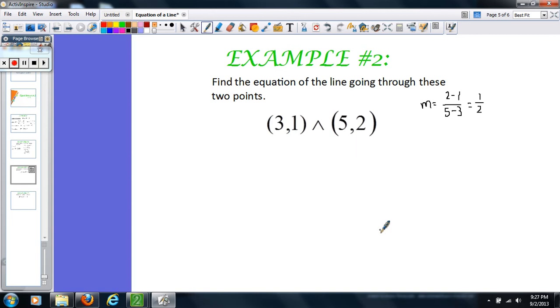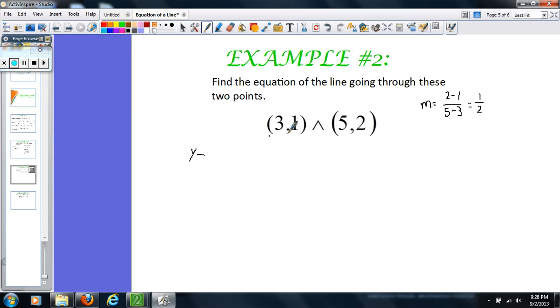Now there's a couple different ways you can do it from here. I have my slope now, and I also have 2 different points. So I can use point slope form, and I can just pick one of these 2 points. Or I can also use y equals mx plus b and plug one of these in. So I will go ahead and try to show you both ways if I can real quick. So let's do point slope form first.